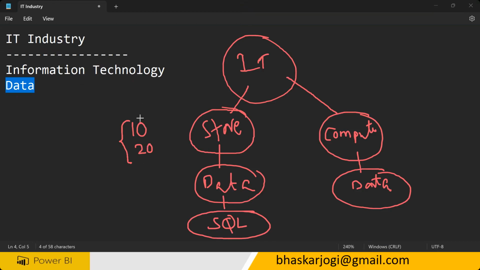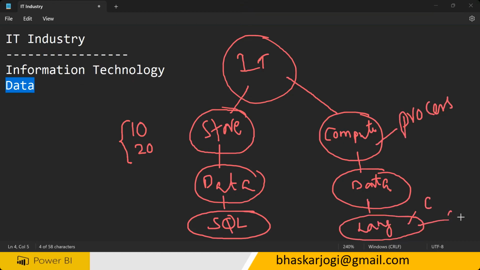Now, if I store these two numbers, what is the next step? I need to process them, right? Processing is called computing. Who's going to be processing, computing your data? To process your data, we are going to be using a language. Clear? So what languages do we have? C, C++, Java, .NET, Python, and a lot of languages in the world.